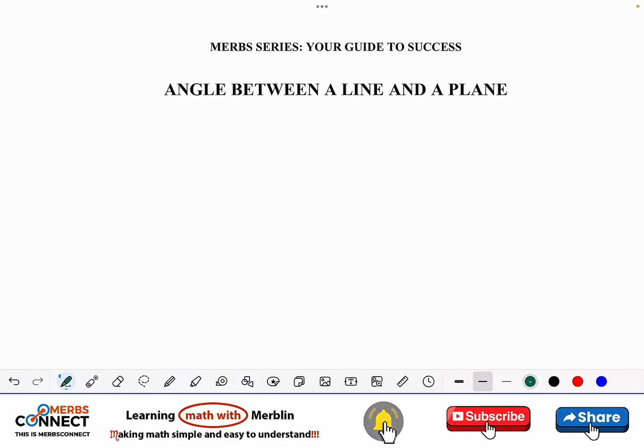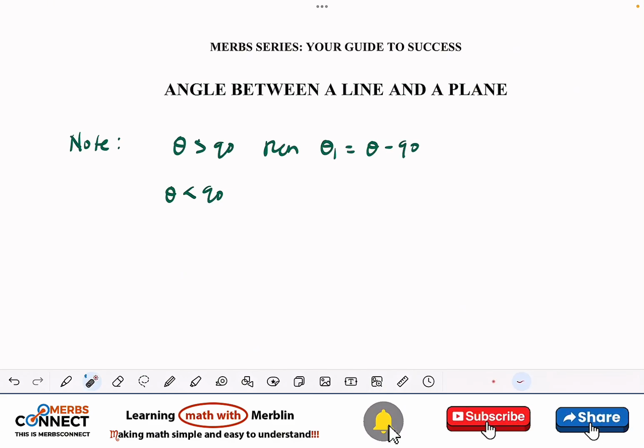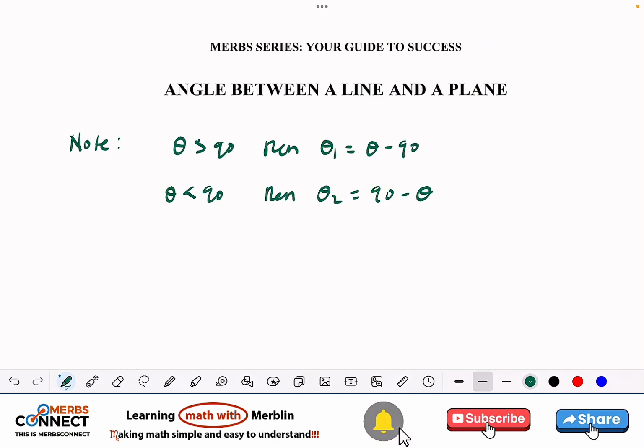So what we can note here is that we are going to have two cases: when theta is greater than 90 and when theta is less than 90. When it is greater than 90, then our theta 1 should be equal to theta minus 90, because it is greater than 90. And when it is less than 90, then theta 2 will be equal to 90 minus theta.